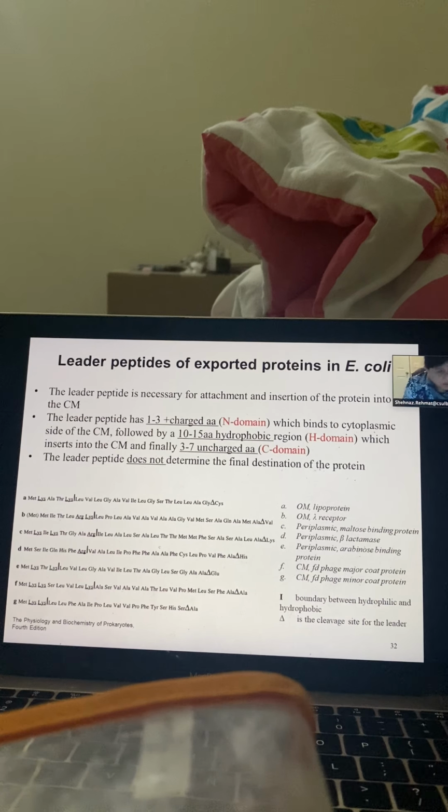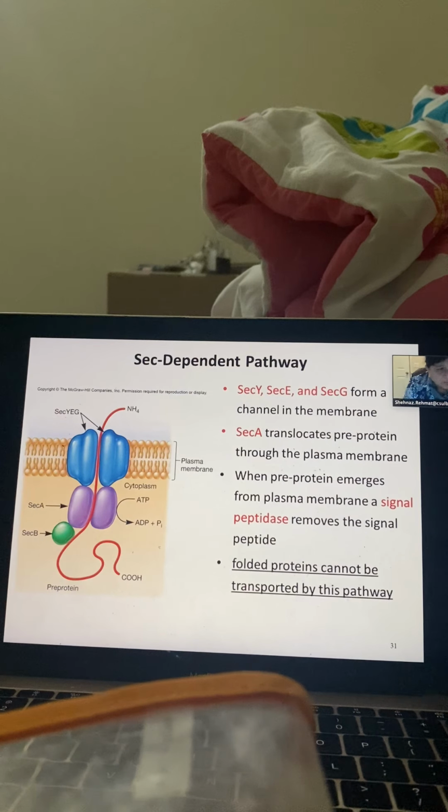So just to give you an idea that leader peptides are essential for transport through this transport mechanism, which we call, if we go back, the SEC-dependent pathway. The GSP pathway will require the protein to be unfolded, and in the nascent way, they will be transported across, and the leader will then be cleaved off, and the protein folding will occur there.